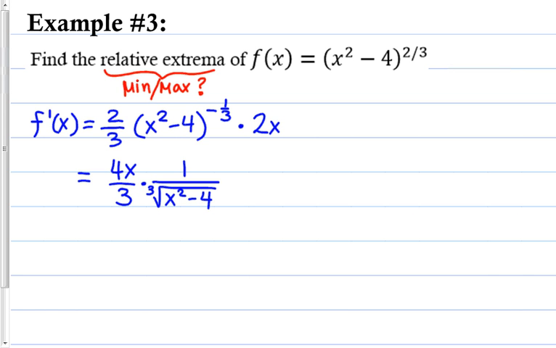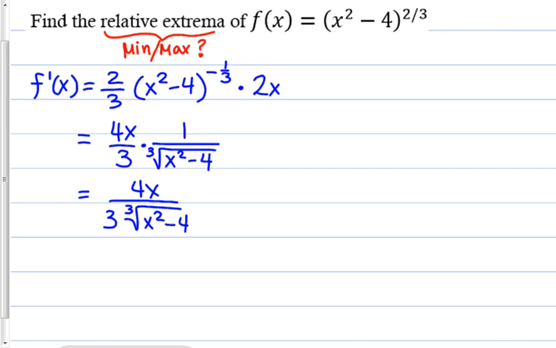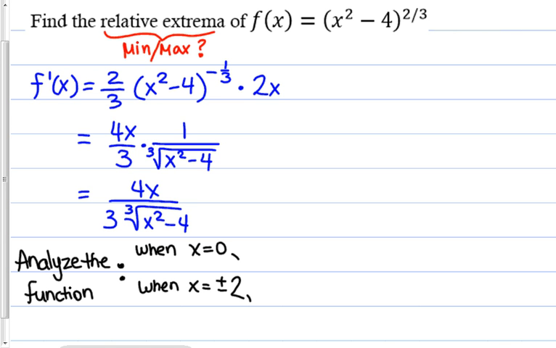And again, if I can write this prettier, it's 4x over 3 cubed root of x squared minus 4. Oh, hold on. I wrote those too close together. Alright, so I'm going to write some stuff down. Hold on a second. Alright, so we're going to analyze this function because this is not pretty. This is not something we want to set equal to 0 and figure out what the critical values are. Oh my goodness. Okay, so it's just easier to do it this way.